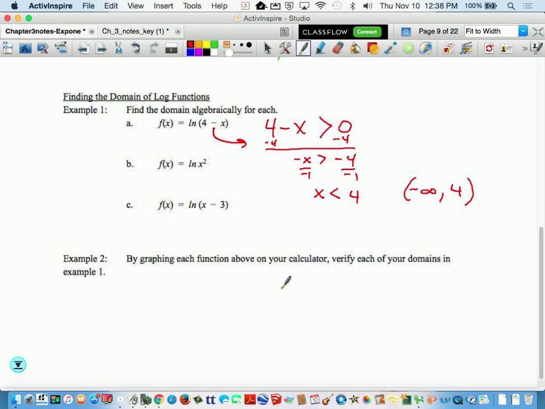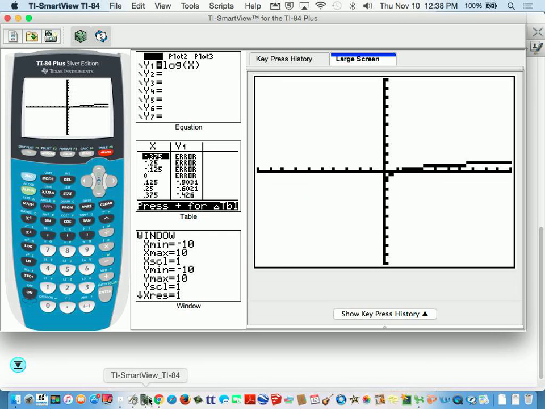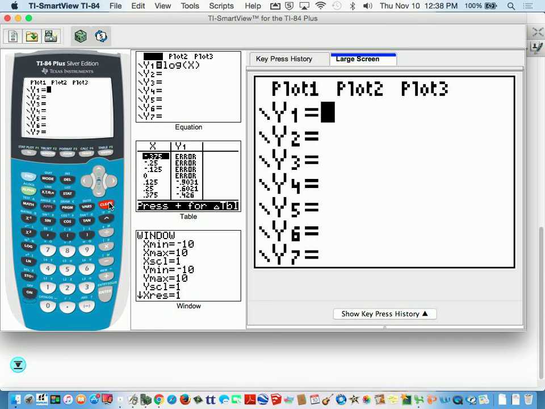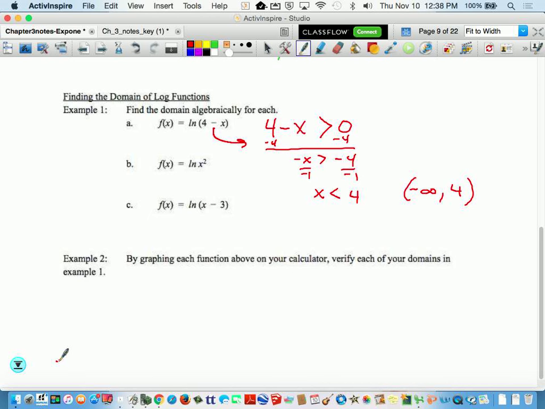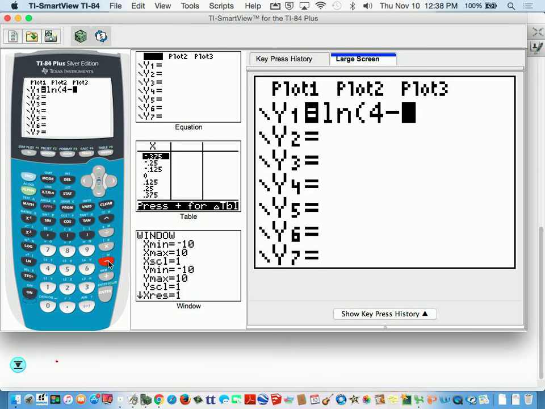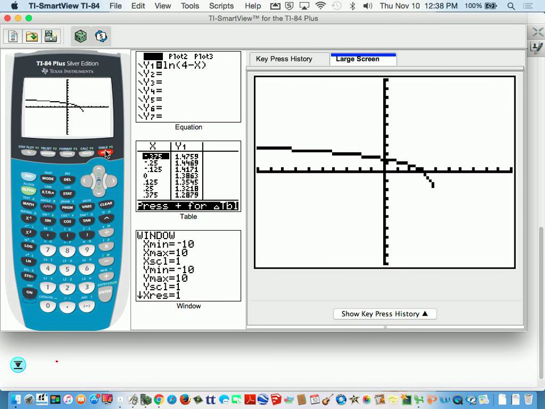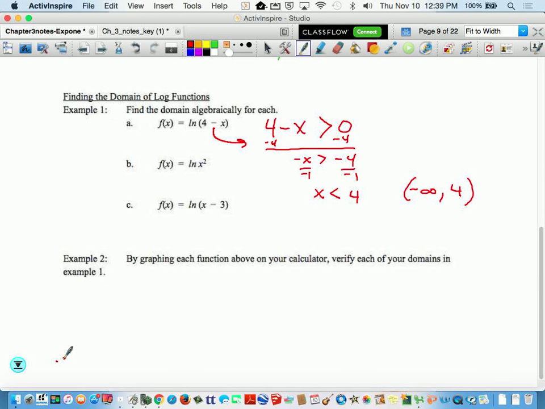So what they're telling you then is also go to your calculator and just verify. So we're going to type in that ln 4 minus x, and what we see should be a graph that indicates anything up to 4 or smaller. So if I graph it, you can see that the graph comes over. Now it does not stop there, right? So right here, it's not stopping, it's actually going down along that vertical asymptote, but it's getting close to 4, so that should visually tell you, yep, I got it right.